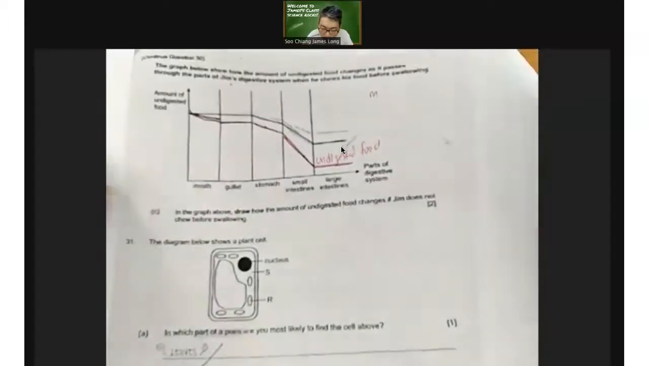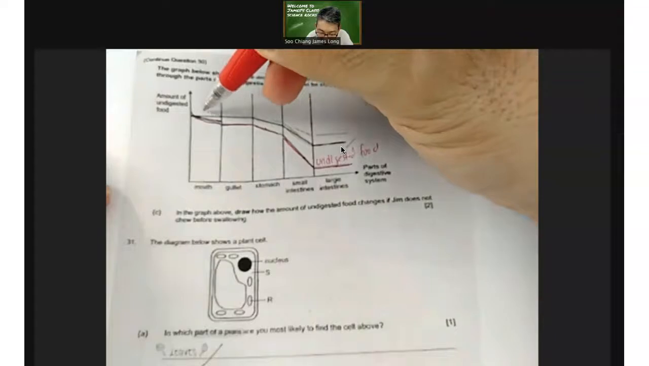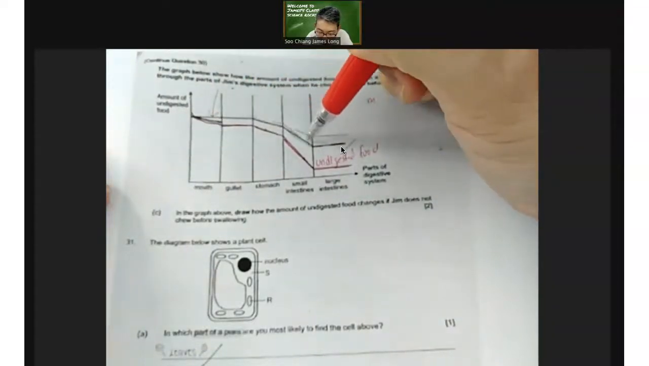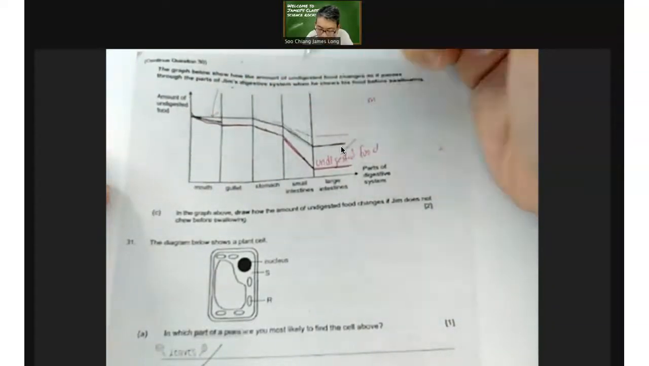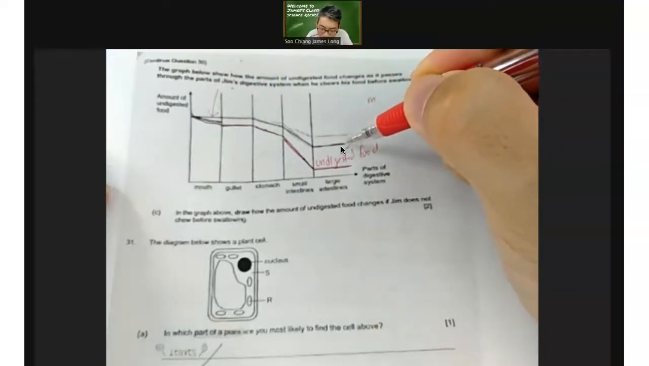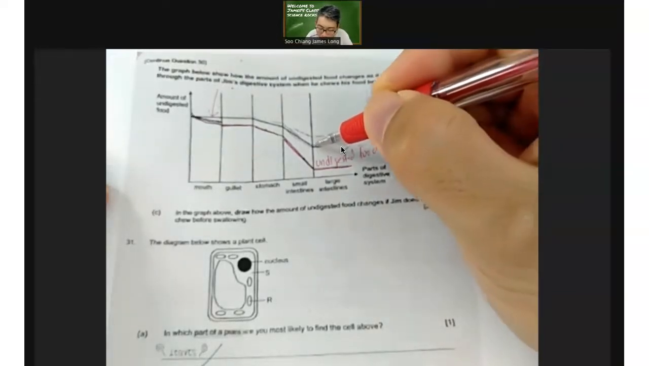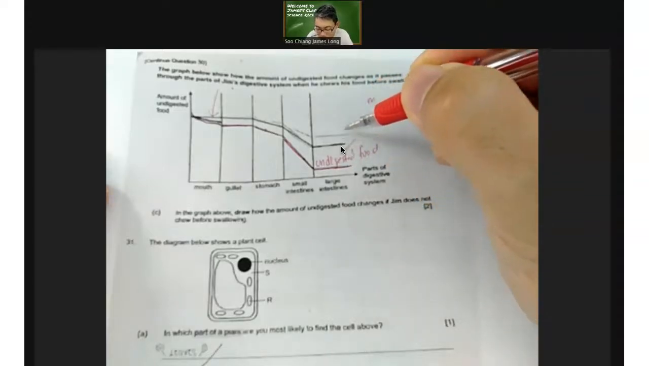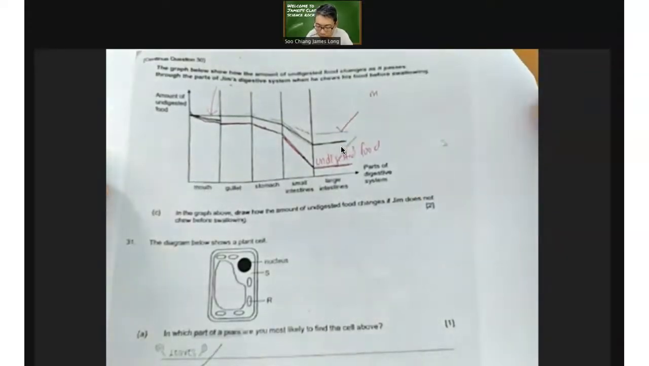So the line drawn here, I think this is drawn by the child on this line. I think that makes sense. Okay. At the end here, this is possible. It's possible that there will be some food that ends up not being digested. I think this is possible.